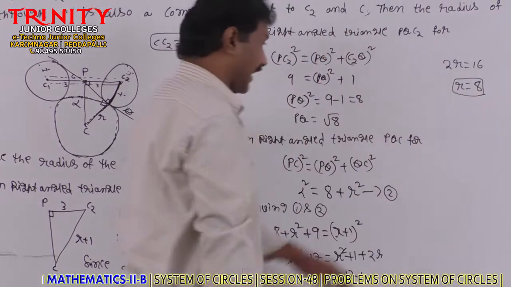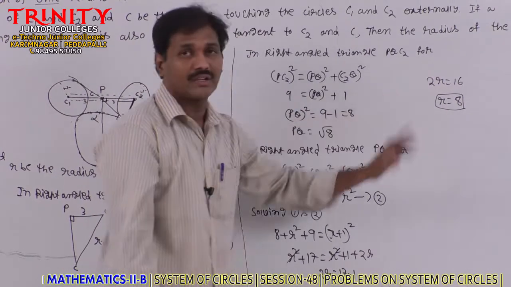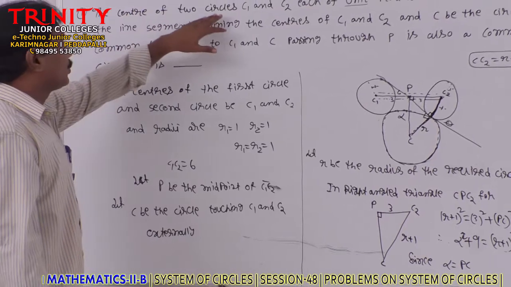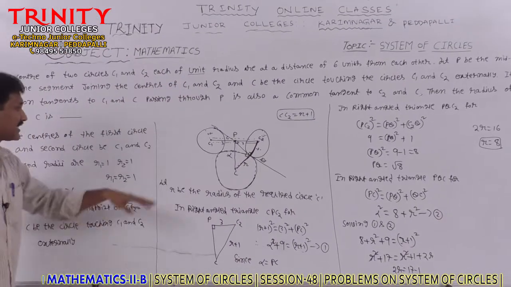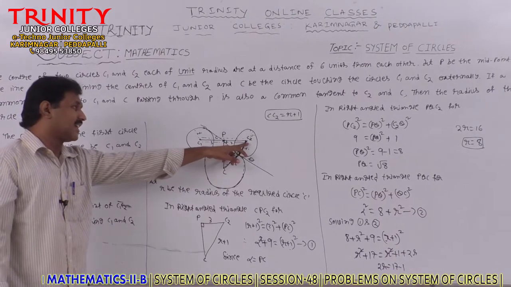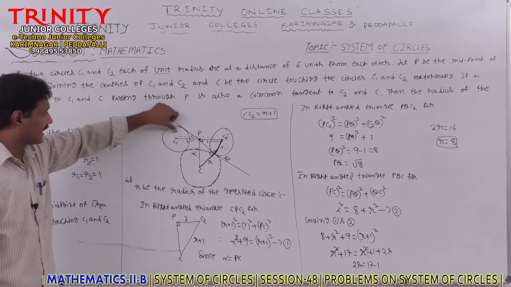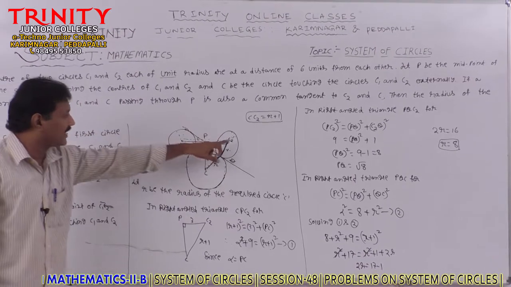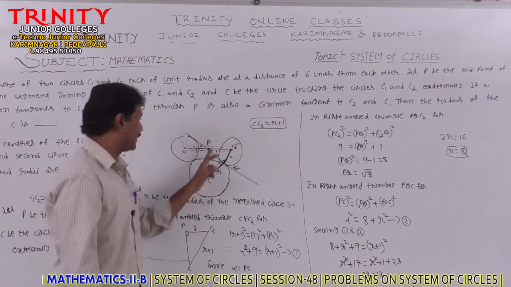Therefore, the radius of the required circle C is 8. Here, the problem is: the centers of two circles C1 and C2, each of unit radius. C1 and C2 are the centers of the two circles, each with radius 1 unit. The radius of this circle is 1 unit and the radius of this circle is 1 unit. And the distance between these two centers is 6 units.